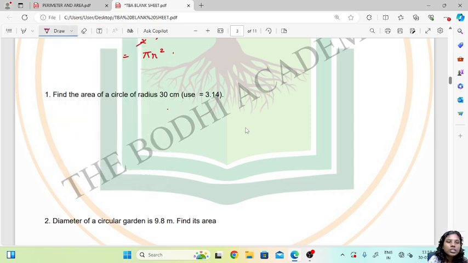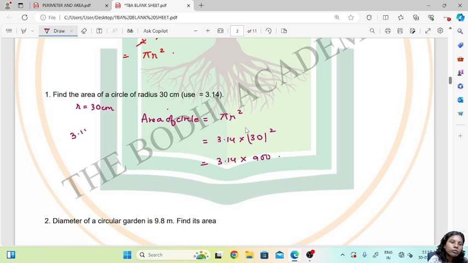Okay, of a circle of radius 30 centimeter. So r is how much? 30 centimeter, right? Now, area of circle equals pi r square. So pi is 3.14 into r is 30, the whole square. So 3.14 into, this will become 900. So 3.14 into 900.